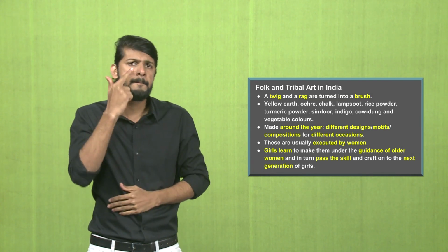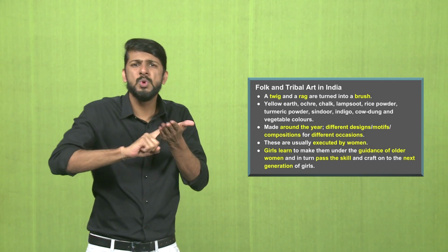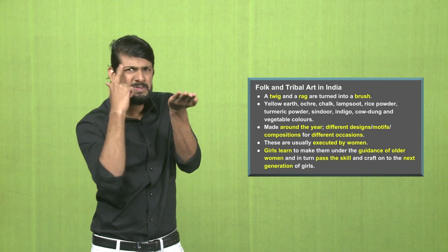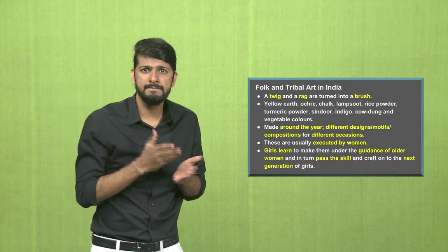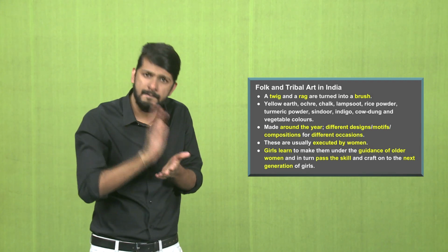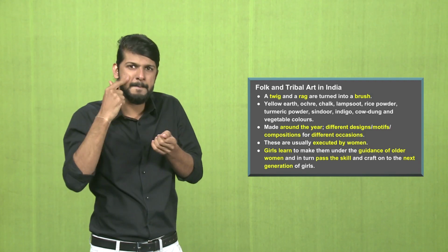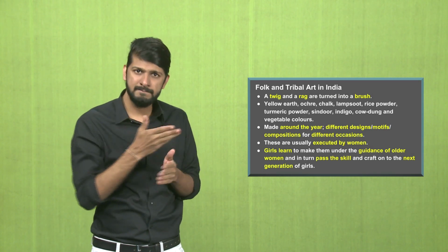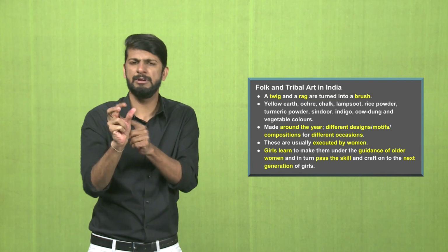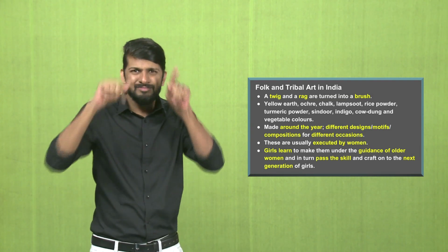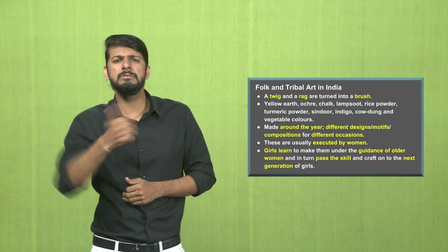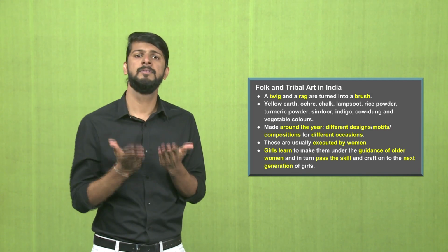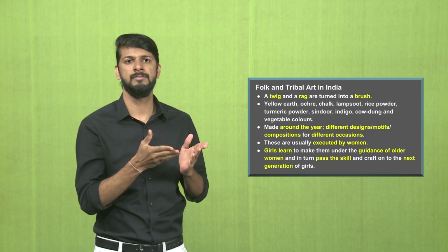What are the various colors which they use? They have yellow earth, then ochre or chalk, then lamp soot, they also use rice powder, turmeric powder, sindoor, which is customarily used in Hindu traditions like marriages, then indigo, as well as cow dung and vegetable colors. These are the various kinds of colors and natural items they use.